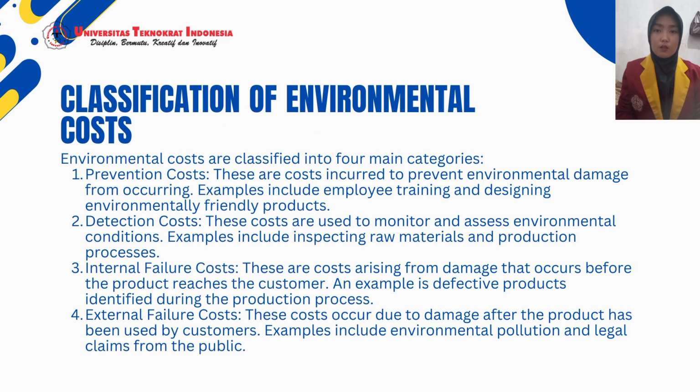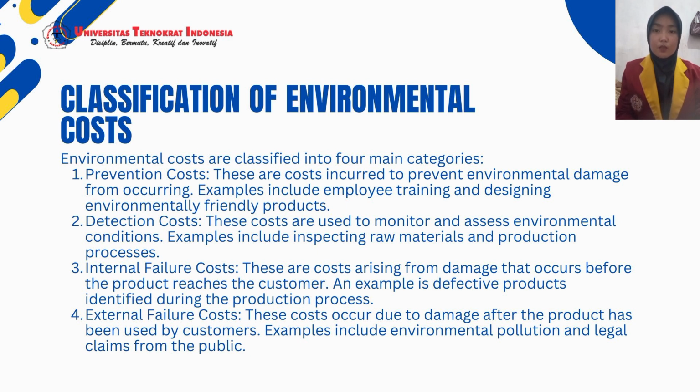Classification of environmental costs. Environmental costs are classified into four main categories. Number 1. Prevention costs. These are costs incurred to prevent environmental damage from occurring. Examples include employee training and designing environmentally friendly products. Number 2. Detection costs. These costs are used to monitor and assess environmental conditions. Examples include inspecting raw materials and production process.